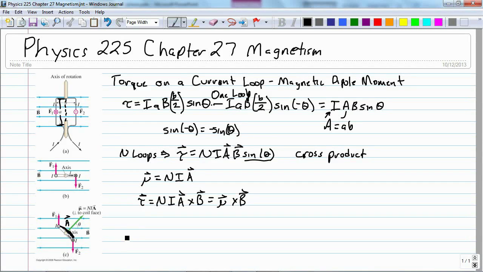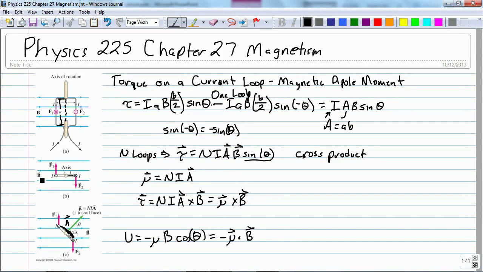And a potential energy, that's a scalar, and that's going to be equal to negative mu, the dipole moment, times magnetic field strength, times the cosine of theta. And that's just equal to the negative dot product of the dipole moment and the magnetic field. So this is how we can define torque based on this loop.